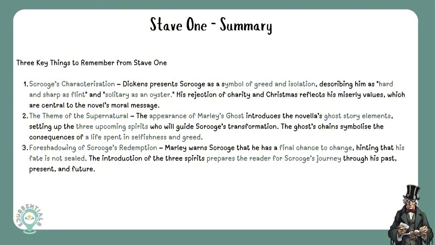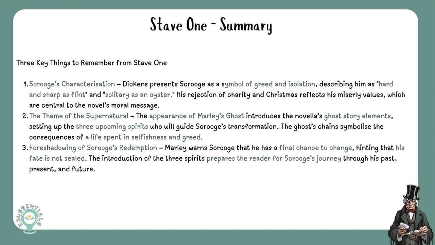So 3 things to remember when it comes to Stave One. His characterization. Dickens presents Scrooge as a symbol of greed and isolation, describing him as hard and sharp as flint and solitary as an oyster. His rejection of charity and Christmas reflects his miserly values, which are central to the novel's moral theme.